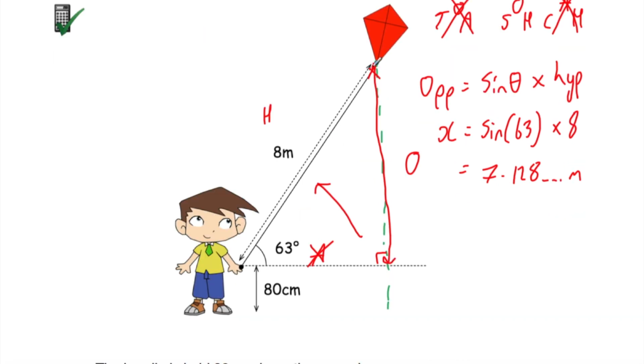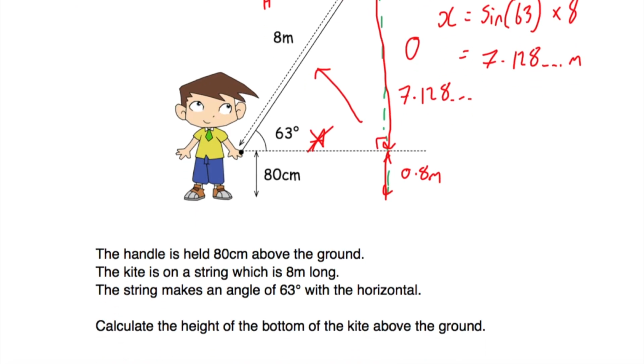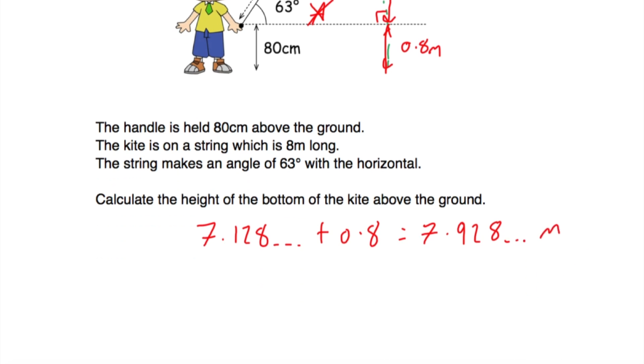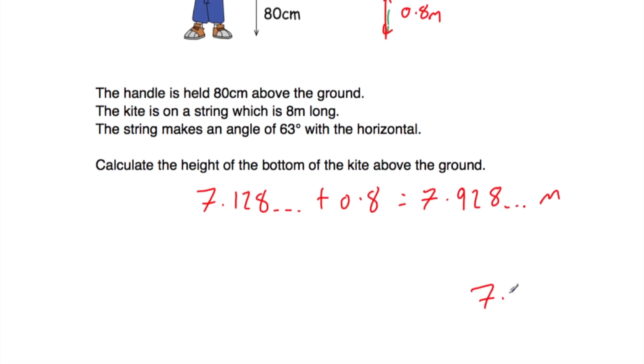Now we want to find the whole distance from the kite above the ground. Now Humphrey was holding the string 80 centimeters above the ground, or 0.8 meters. So if we add that distance, which is 7.128 and so on meters, and our 0.8 meters, that'll be the height of the kite above the ground. So that's 7.128 and so on plus 0.8, and that's equal to 7.928 and so on meters. And let's just give our answer to 2 decimal places. That'll be 7.93 meters, and that's it.